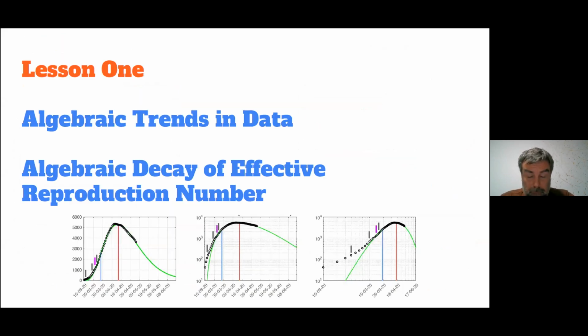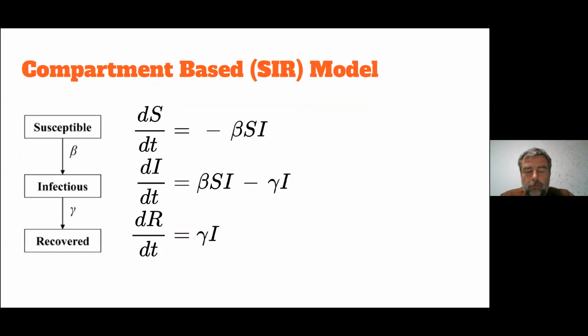So lesson one I'm going to talk about is the algebraic transient data and algebraic decay of the effective reproduction number. This is just an illustrative picture. I will get to it. I will talk about very simple models, something probably most of you were teaching at some point. This is the simple SIR model, where you have susceptible, infectious, and recovered. I'm really not going to explain the details. But this is really the most celebrated model in epidemiology, at least.